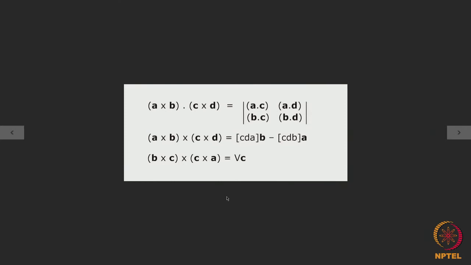So, we have found out that if we make a dot product between the vectors A cross B and C cross D, it can be written in this form, the determinant form. We also have seen that if we do a cross product between the vectors A cross B and C cross D, we can write it in this fashion. And if we do a cross product of B cross C and C cross A, it will be equal to V C. So, these are some of the important products which we should remember, because we may find this from time to time while solving problems using the reciprocal lattice.